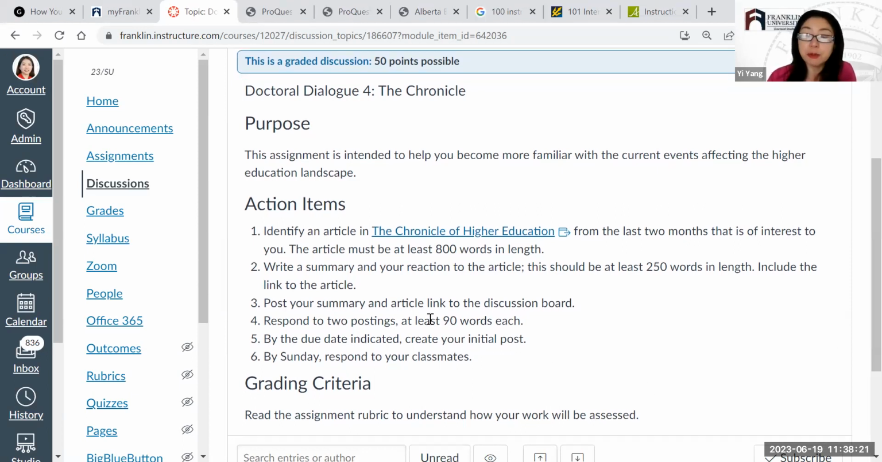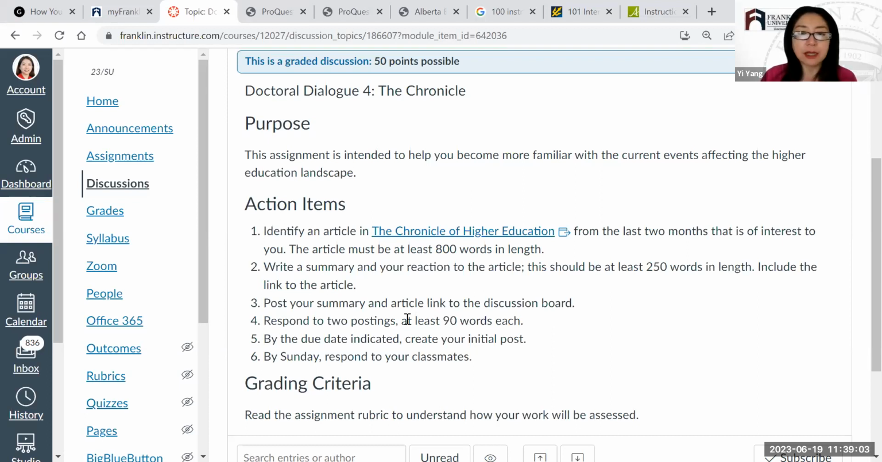In your initial post, you need to write a summary of this article. Summarize the contents of the article and what issues it talks about. Then you react to the opinions stated in the article. So you write your reaction to the article. What do you think? You also want to support your opinions in your reaction with additional resources.